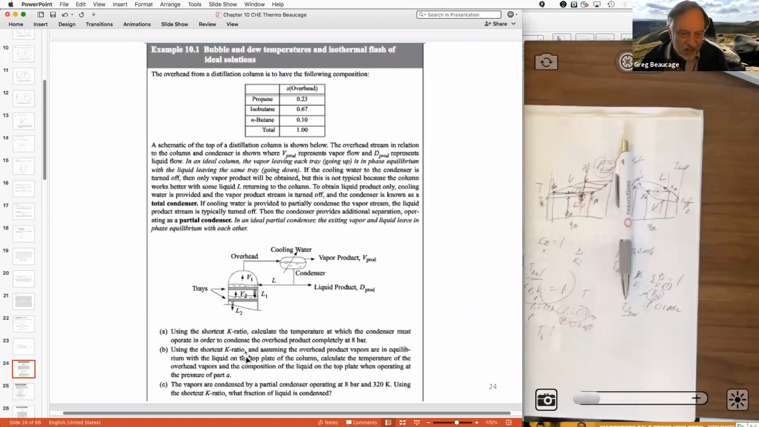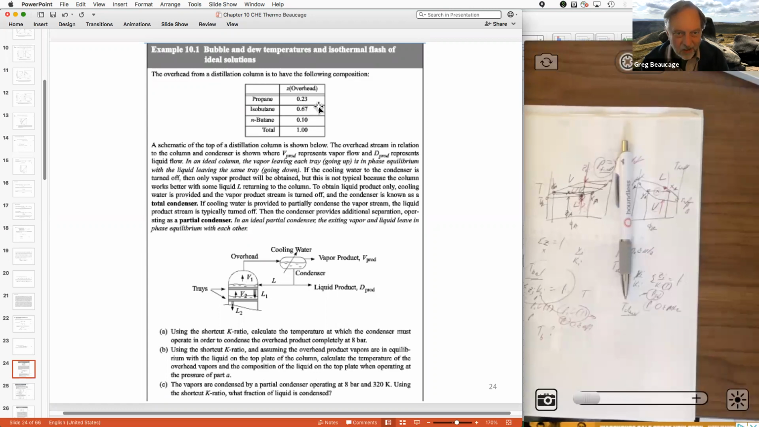Use this shortcut K ratio and assume the overhead product vapors are in equilibrium with a liquid on the top plate of the column. Okay, so the vapor is in equilibrium with the liquid. Calculate the temperature of the overhead vapors and the composition of the liquid. Okay, so in this case, you have the vapors in equilibrium with the liquid.